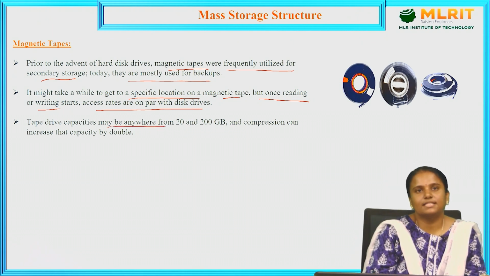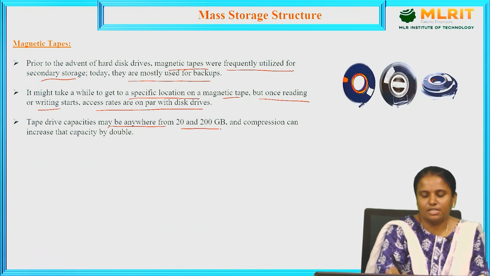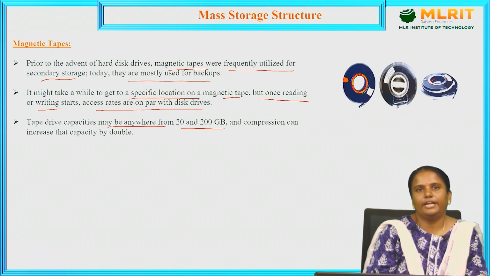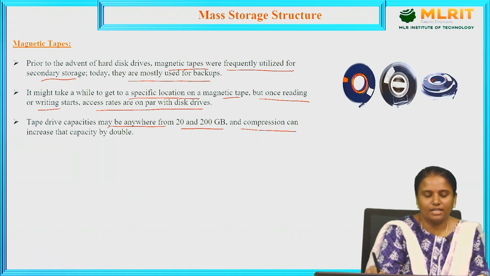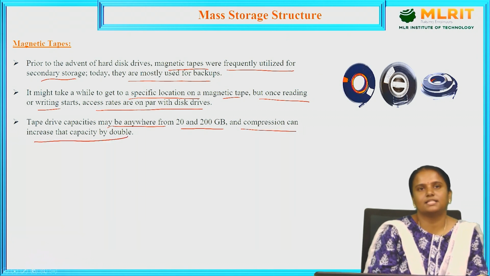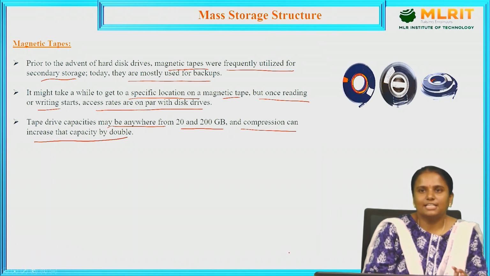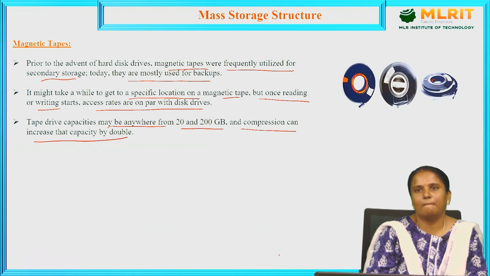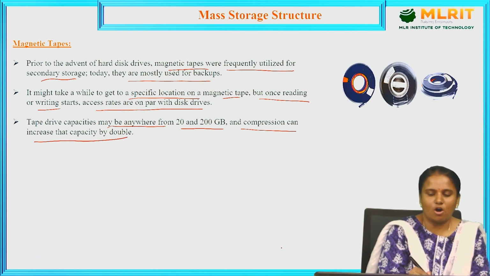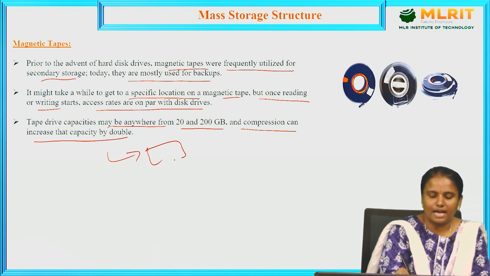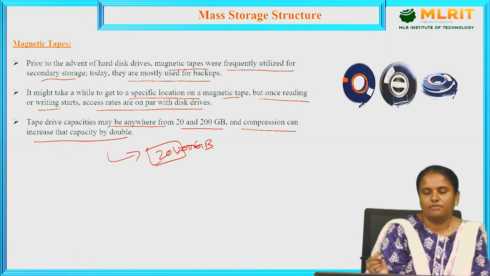Tape drive capacities may be anywhere from 20 to 200 GB, and compression can double that capacity. This is how magnetic tapes store data, from 20 to 200 GB.